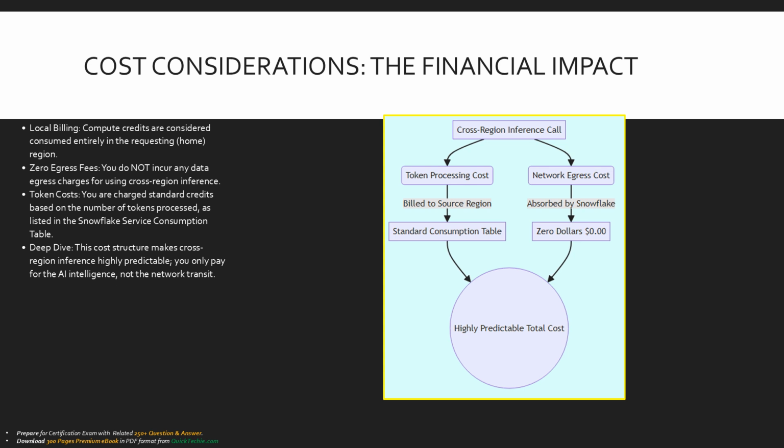This financial flowchart breaks down your invoice. A cross-region inference call triggers two potential cost vectors. On the left is the token processing cost. This is simply billed to your source region based on the standard consumption table for that specific LLM. On the right is the network egress cost. Because traversing regions usually costs money in the cloud, you might expect a charge here. But as the flow shows, this is absorbed by Snowflake, resulting in $0. These two paths merge at the bottom into a highly predictable total cost. You are paying purely for cognitive AI power, completely isolated from cloud networking fees.